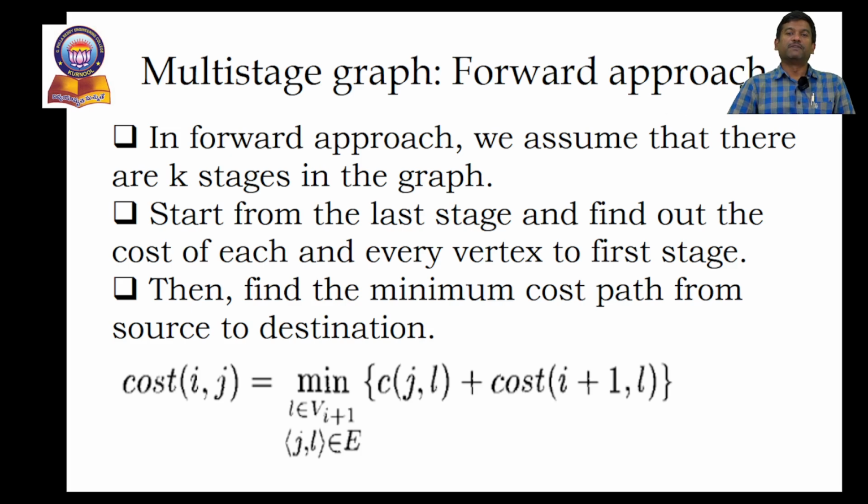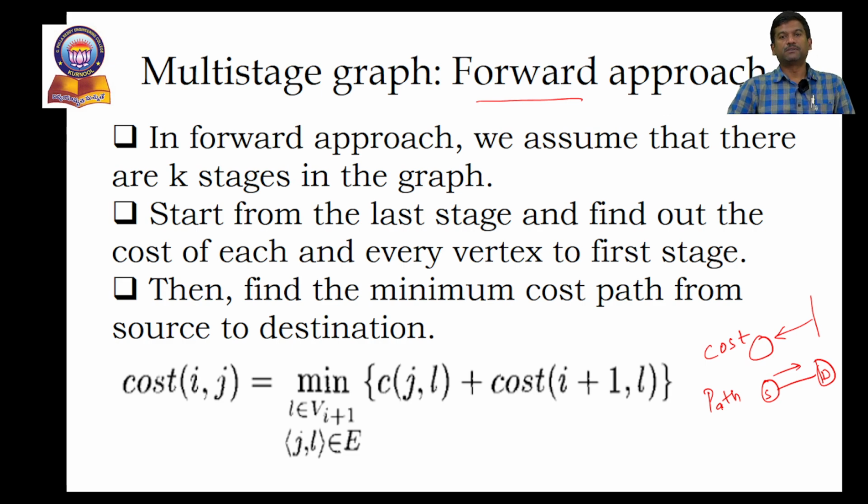And whenever you need to find the cost in the forward approach, start from the last stage and find out the cost of each and every vertex in the graph until you reach the first stage. Whereas the path, that is, to find the minimum cost path, is from the source to the destination. So here in the forward approach, cost is calculated from the last stage until you reach the first stage. Whereas the path is from the source to the destination.